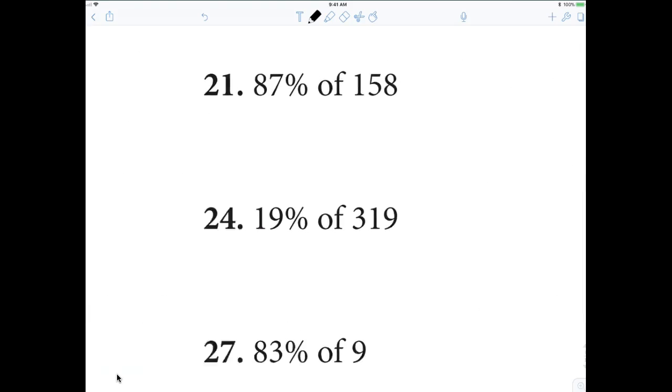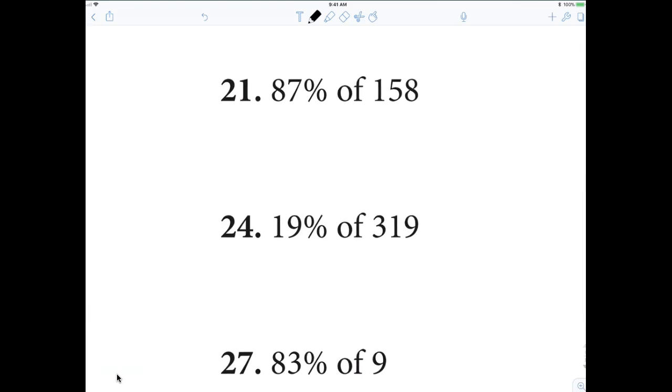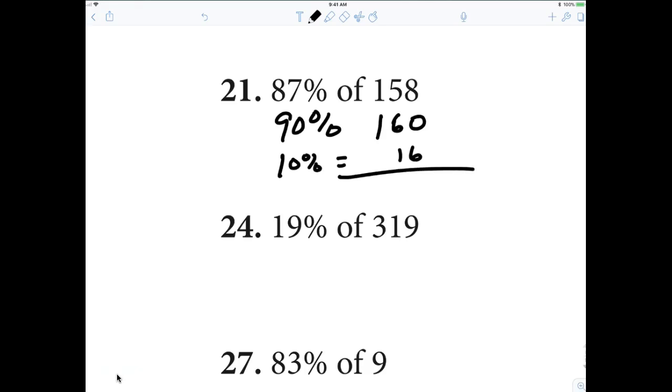All right, 21. 87% is pretty close to 90. Now, I don't care about 158, so we could round that to 160. Is everybody with me? Now, I would prefer to just take 10% and subtract it. Does everybody agree with me? So 10% is equal to 16. Now, we're going to practice subtracting. Listen to the way I subtract. 160 minus 10... 150 minus 6. 144. That's how you should be subtracting.